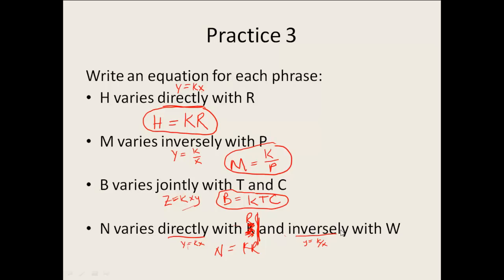Then it says inversely with w. Well, now normally we have y equals k divided by x. Well, we've already got our n is equal to kr. The inverse part of w means we have to take this quantity and divide it by w. So we would end up with n is equal to kr divided by w. So that's kind of a combination one. Do it one piece at a time.